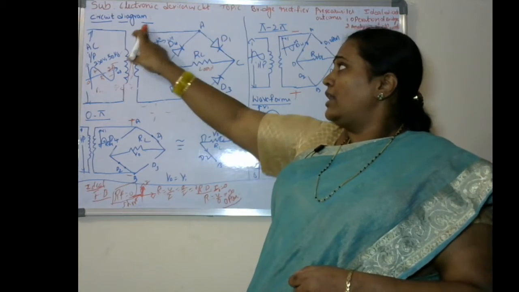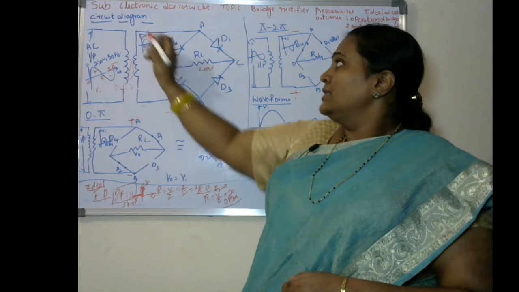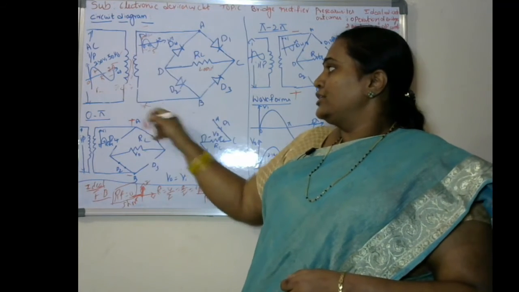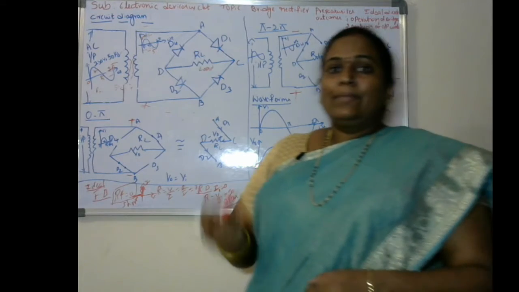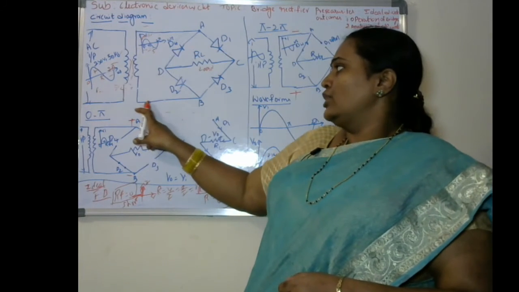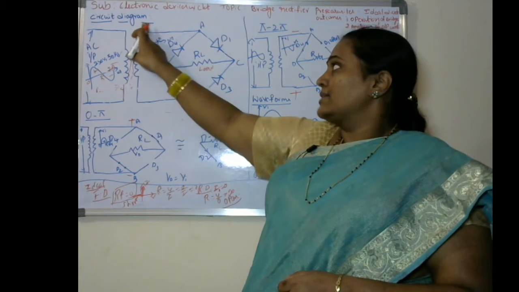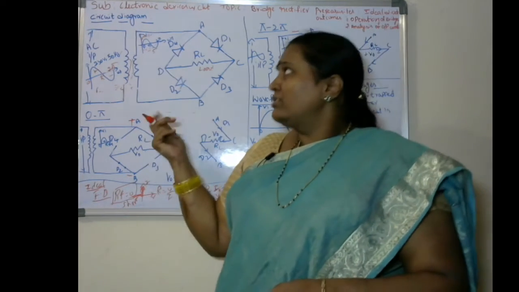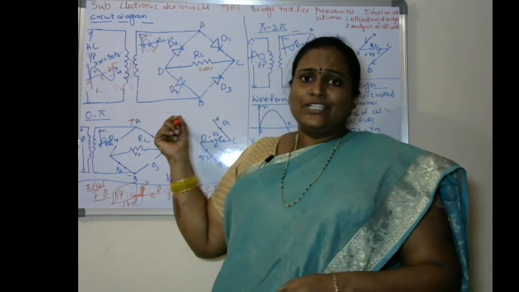If it goes for the negative cycle, in this case the negative voltage will be there, so it goes negative and here it goes positive. Depending upon the application of voltage on the diodes, either the diodes enter into the forward bias condition or the reverse bias condition. We have to go for analysis of the bridge rectifier.